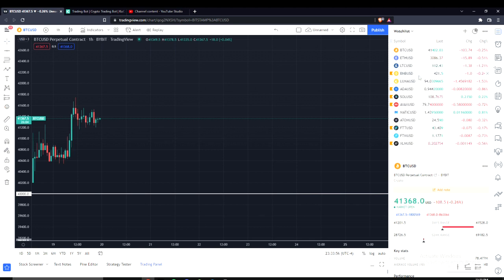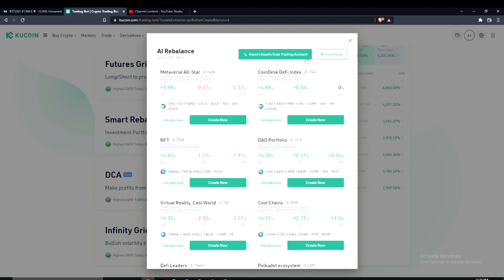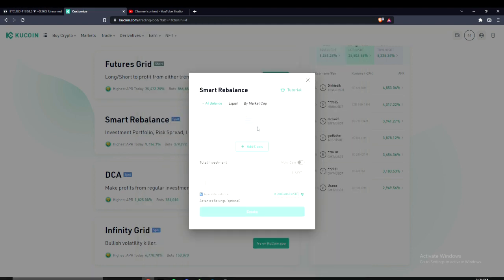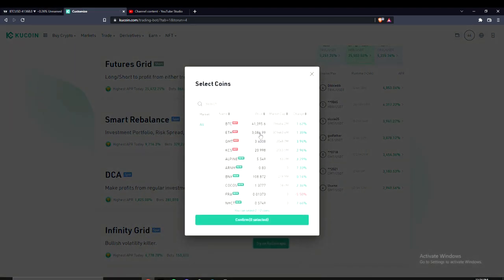Now, let's say I think, all right, some of these coins are about to be going up, but I also don't want to just put all my money into one coin. What do you do? You use the smart rebalance. And what you do is, I'm actually going to make one for you. So you customize. Now let's say I want to put in, I'm actually not even using anything from my watch list, because I don't want you to think I'm actually suggesting anything. I have absolutely no idea what that is. Let's put it in there.